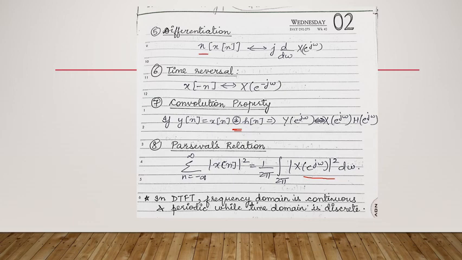A very important point which you must note here is that in DTFT, the frequency domain is continuous and periodic. I hope you remember the time period. What is the time period? Yes, it is 2π. And the time domain is discrete. As you can see in the above relation, for discrete signals we take summation, and for continuous signals we take integration.